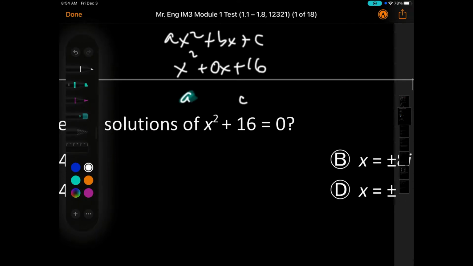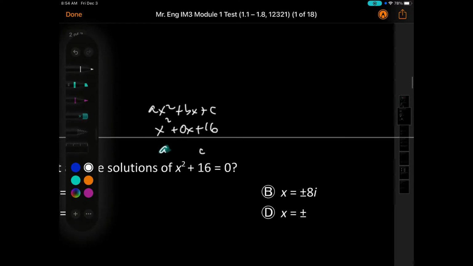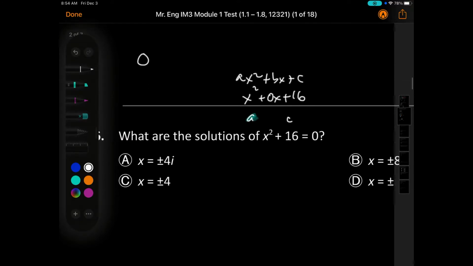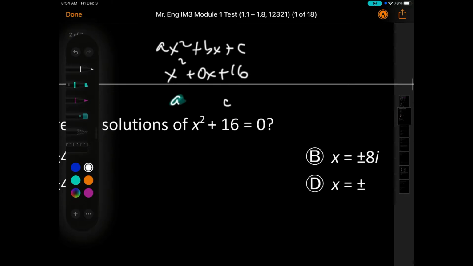So when you have just an A and a C value like we do here, you can do a couple of things. You can solve this by quadratic formula. But I wouldn't use this method because this one's a faster method, the square root method, or solving by square root. So I'm going to move the 16 over. We have x squared equals -16.